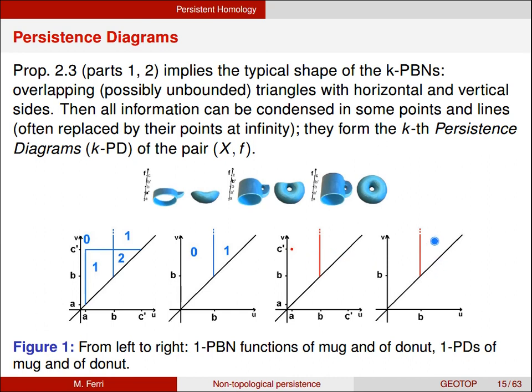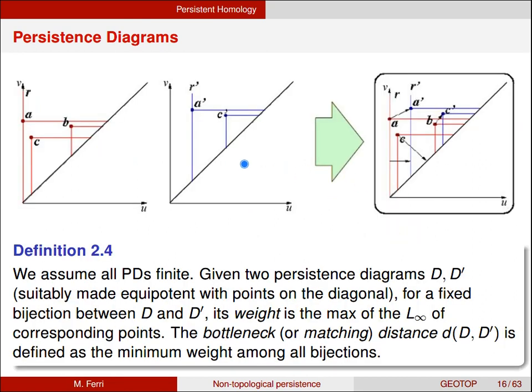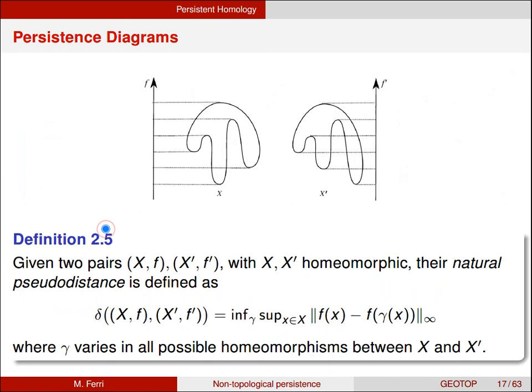And so we can compare these types of things, okay? Which is what we generally do by a particular distance, by putting bijections between the points of one diagram with the points of another diagram representing another object. And so we can find an optimal bijection with minimal displacement of these points, and this is called the bottleneck distance between the two diagrams.